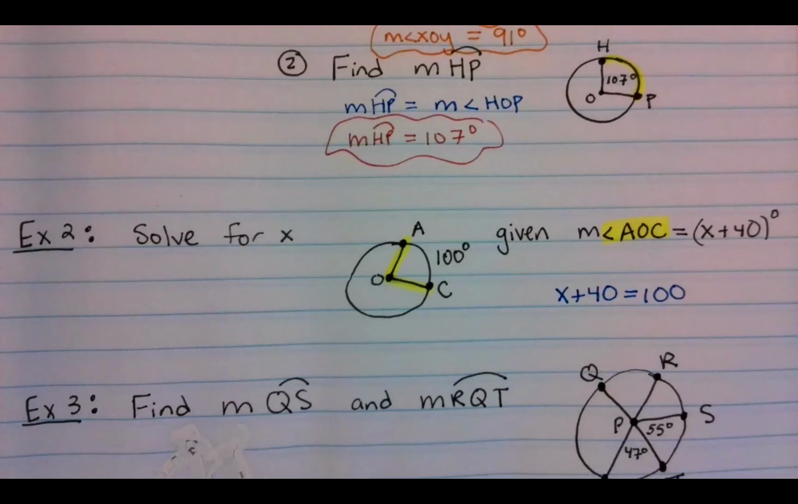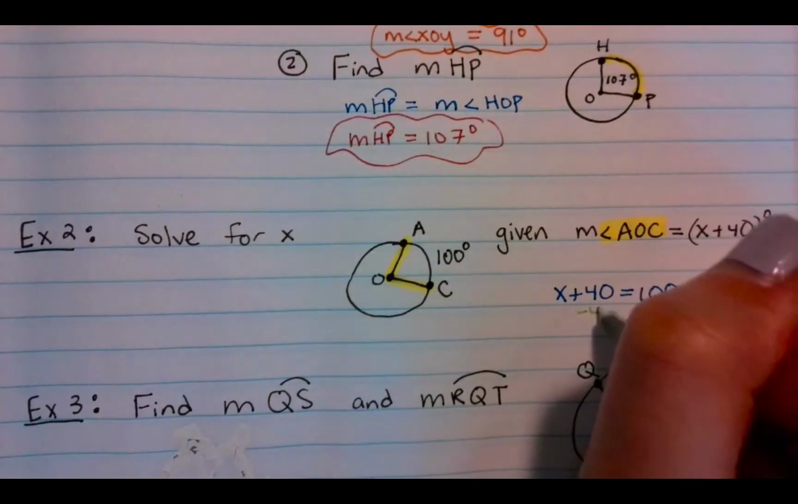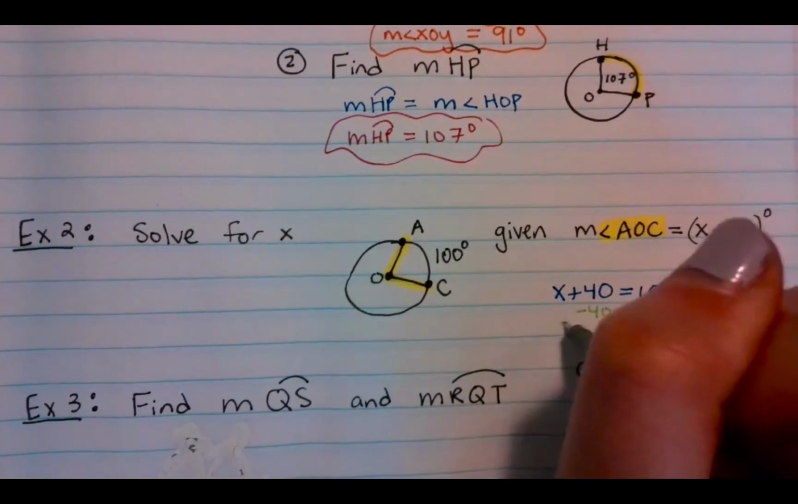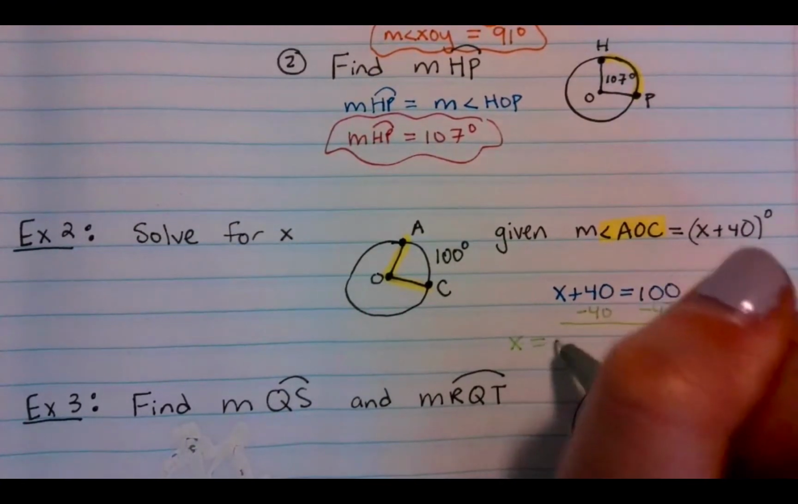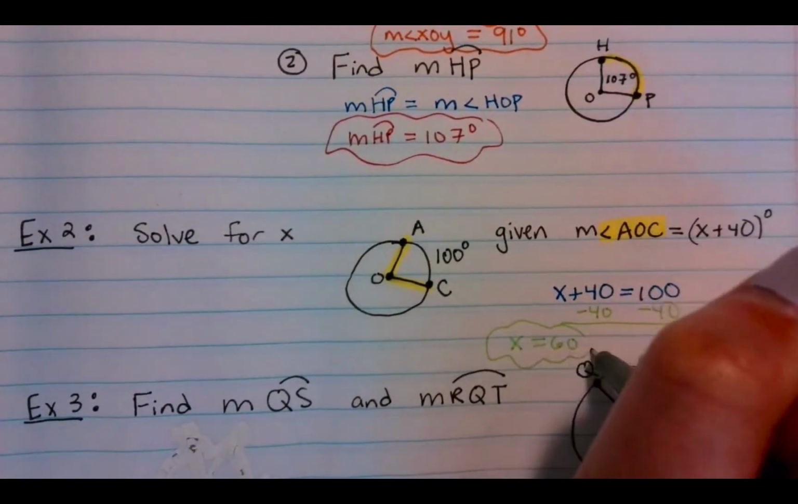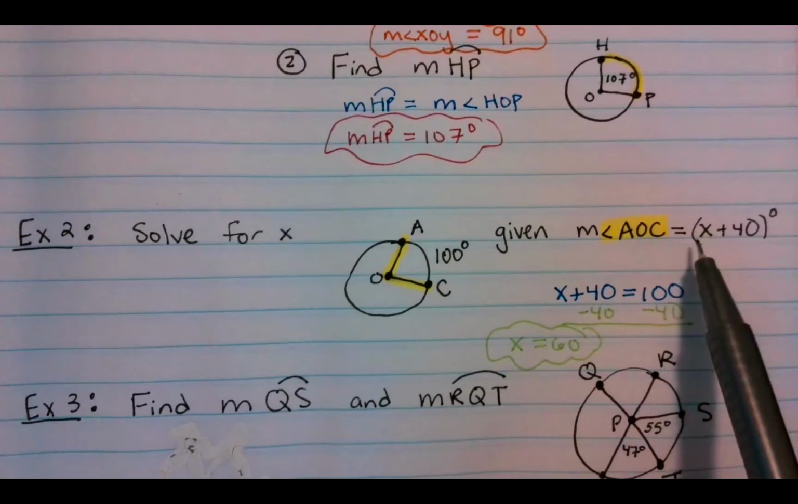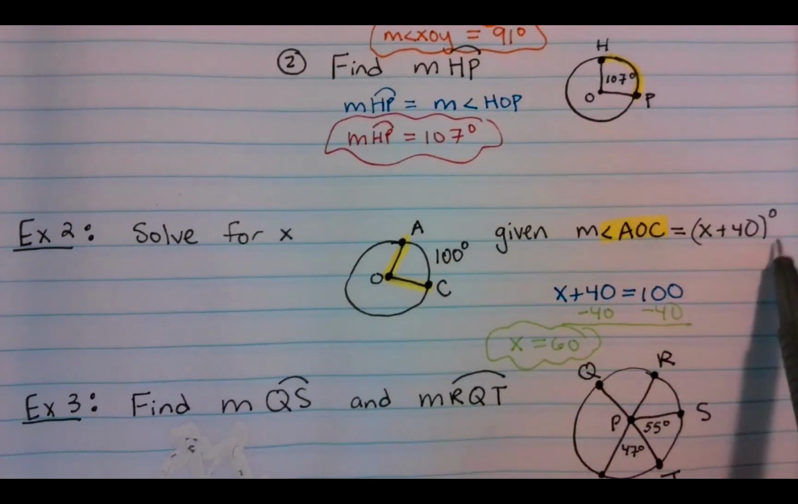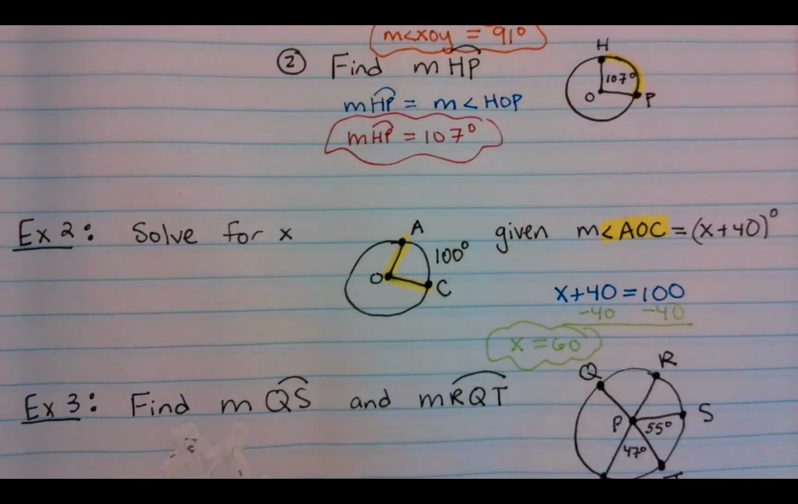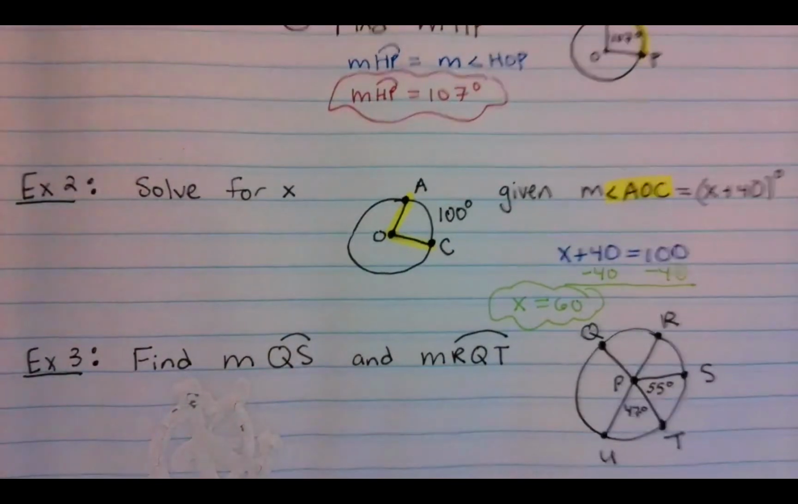To solve for x, I'm just going to subtract 40 from both sides. And I'm getting x equals 60. And that is not 60 degrees, that's just 60 because x is just a variable in this expression which has the degree sign on it. So x is 60. All right, let's look at the next example.